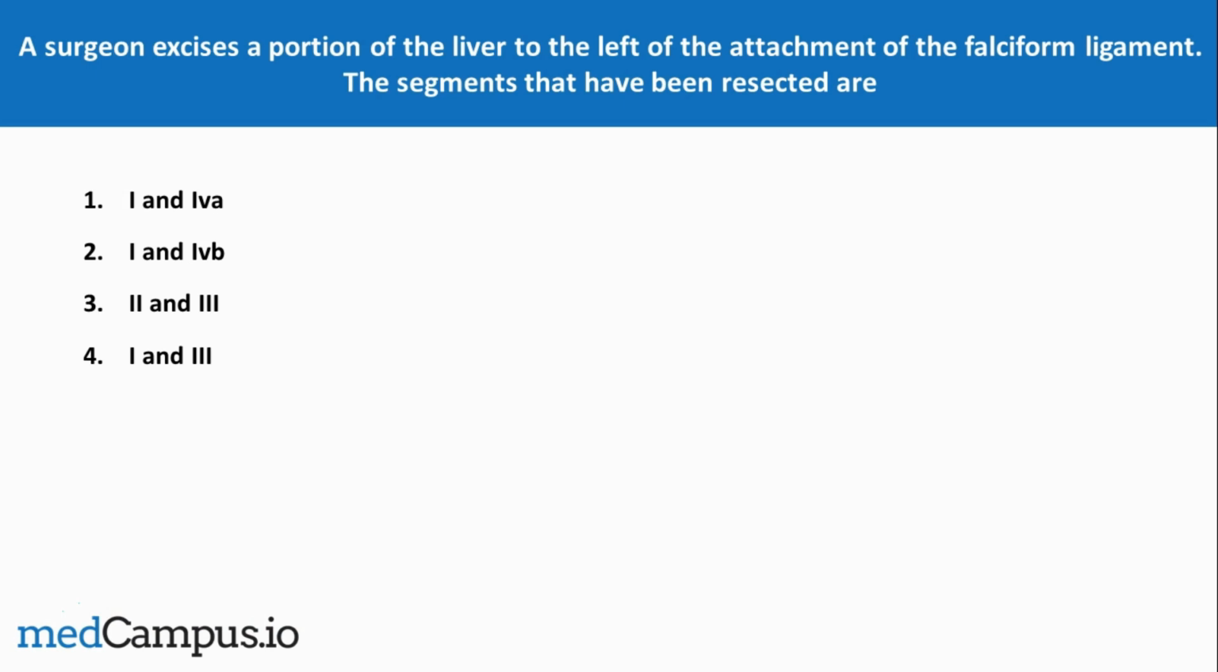A surgeon excises a portion of the liver to the left of the attachment of the falciform ligament. The segments that have been resected are. As we already know, when you look at the frontal plane, falciform ligament, we have segment 2, segment 3 here, segment 4A, segment 4B here, and to the most right we have segment 5 and segment 8. These are numbered in a clockwise manner. Now you see, to the left of the falciform ligament, what are all the segments we have? Segment 2 and 3. So the answer for this question is option 3, that is 2 and 3 are resected.